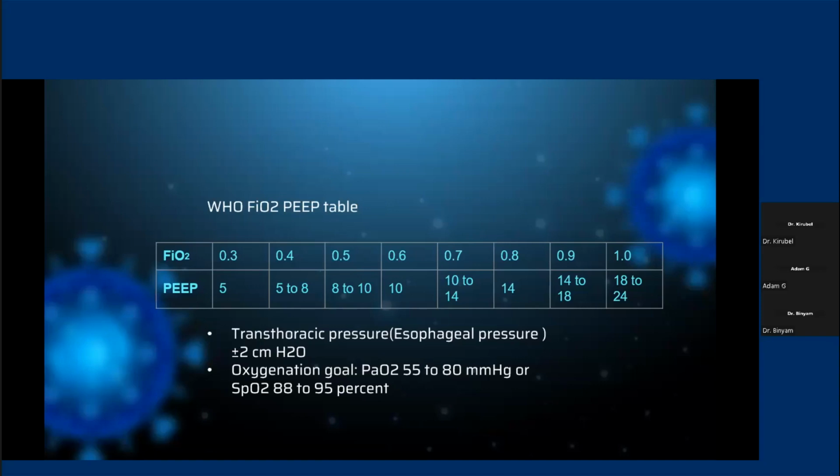Coming to the oxygenation goal, partial pressure of oxygen between 55 up to 80 or saturation 88 up to 95, we are happy with this range.